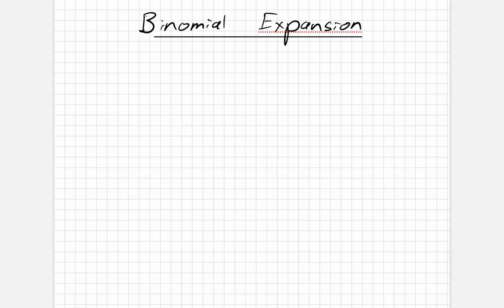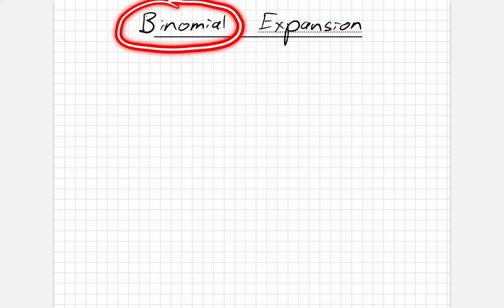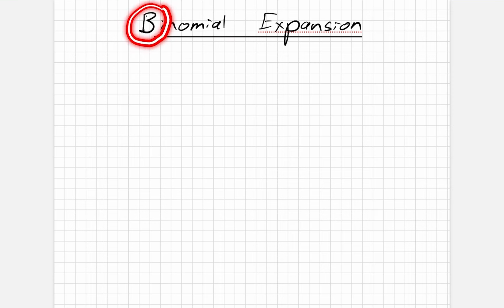Okay, let's have a look at binomial expansions. So firstly, the word binomial means two terms. So bi, two, like a bicycle, two wheels, and nomial, term or name. So two terms. So for example, a binomial expression would be something like 3 plus 2x. So that's a binomial expression. It's got two different terms.